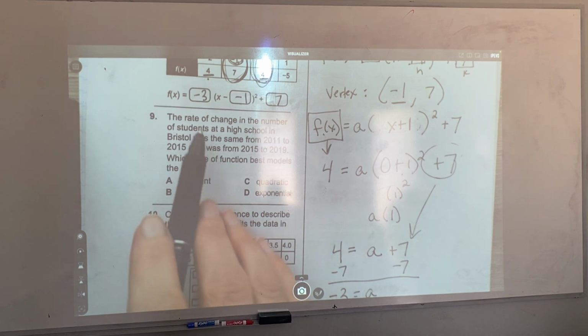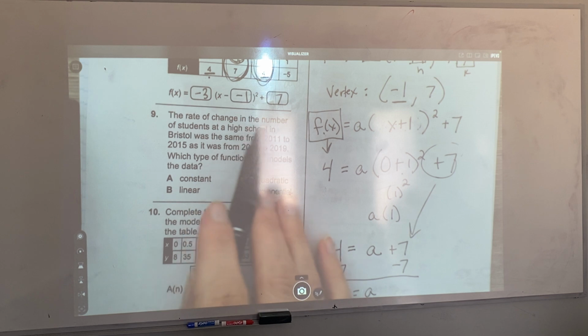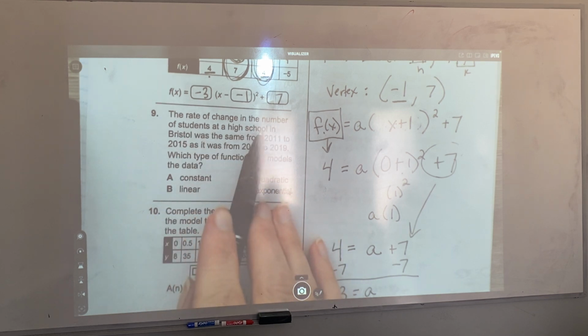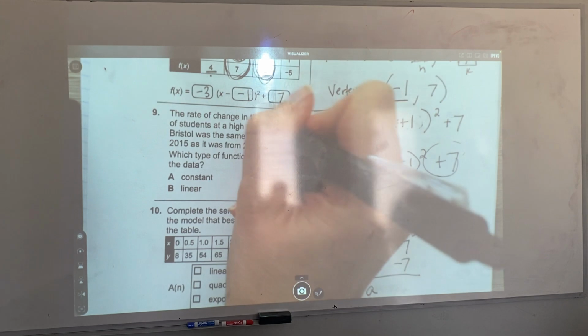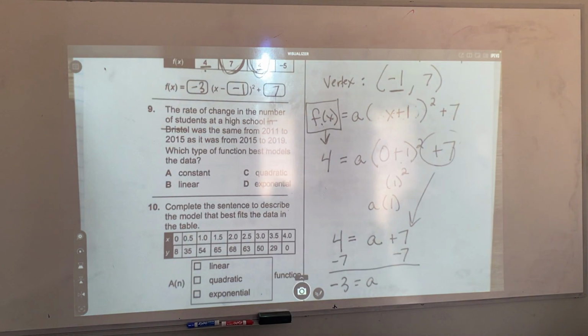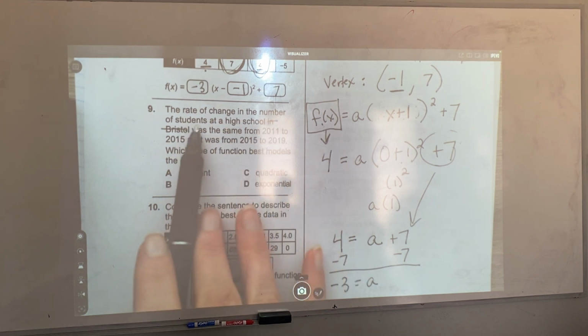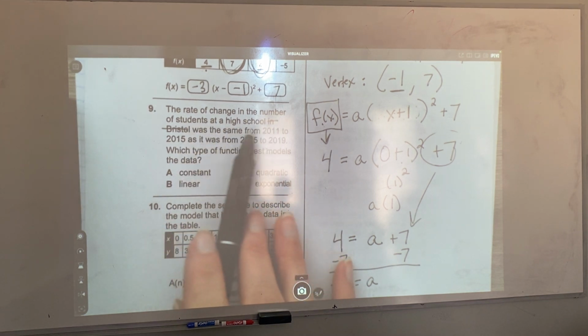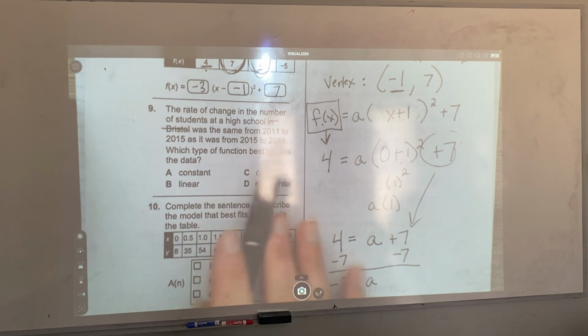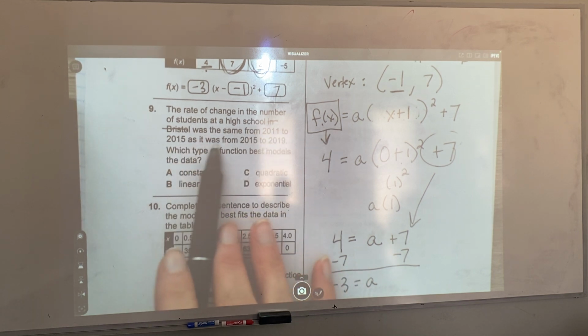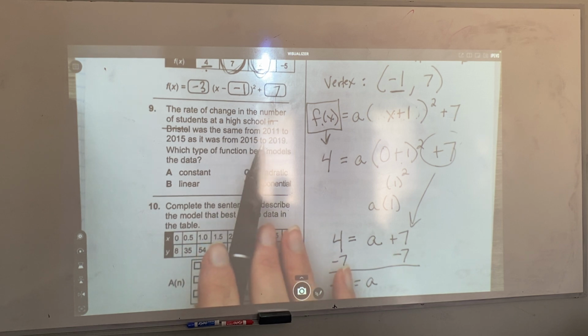Two more. The rate of change in the number of students at a high school, who cares where it is? I said, who cares where it is? That didn't say, hey, does anybody want to suggest a different school in place of that? Okay? The rate of change in the number of students at a high school was the same from 2011 to 2015 as it was from 2015 to 2019.